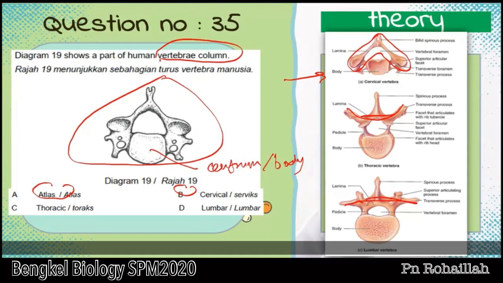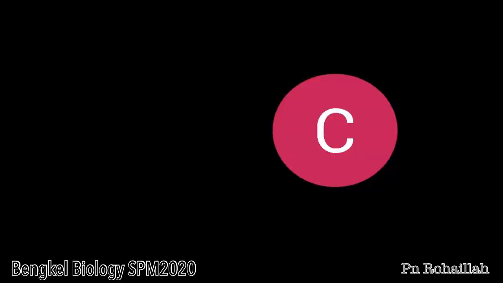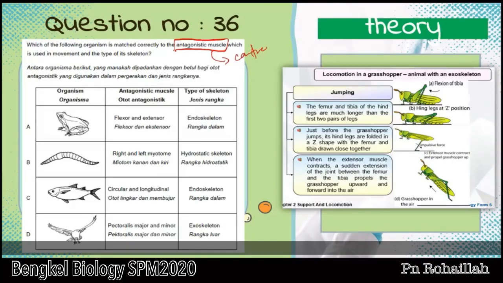Okay. Next. Alright, this one. Which of the following organisms is matched correctly to the antagonistic muscle? Antagonistic muscle means that one contracts, one will relax. Pairing. So, tulis kat situ sikit. Antagonistic muscle, contract and relax. One muscle contracts, one muscle relaxes, which means it involves two muscles. So, which one is correct? Which is the antagonistic muscle used in movement, and the type of its skeleton.